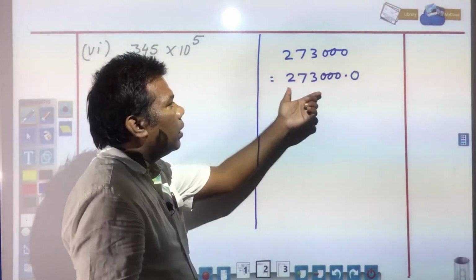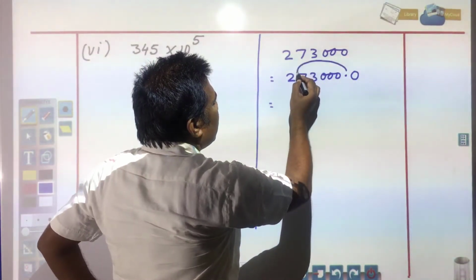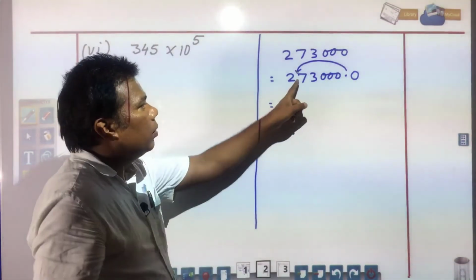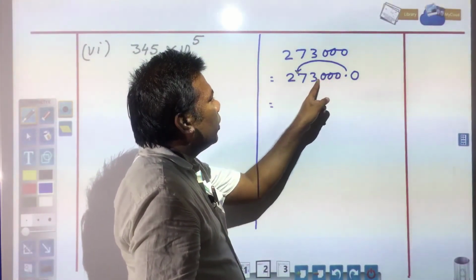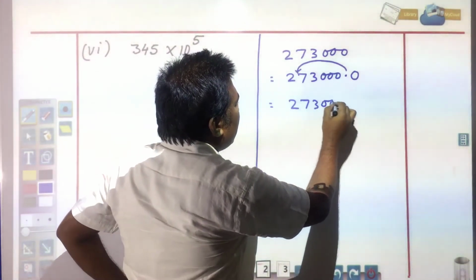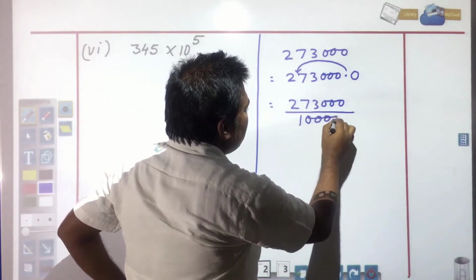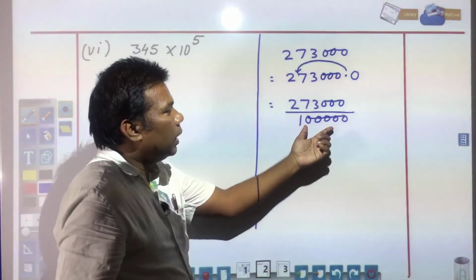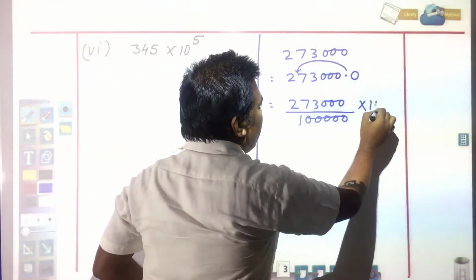This is a whole number. Now you need to bring this decimal to this place. It means how many digits do you need to move leftward? 1, 2, 3, 4, 5. So we need to divide this number by 1 with 5 zeros like this. Now, since you divided, this is required to be multiplied also.